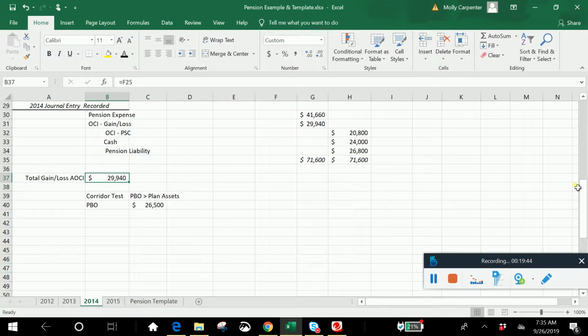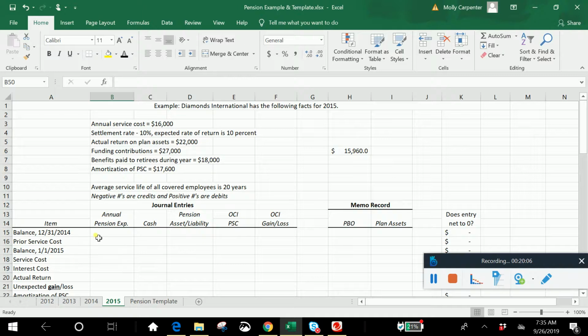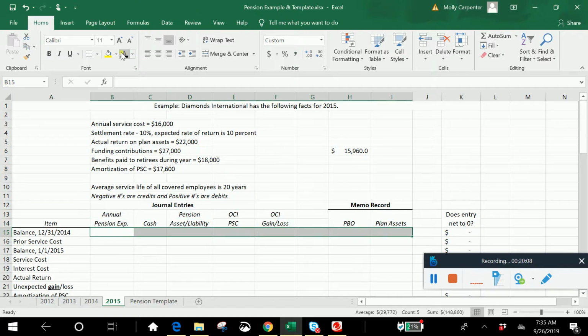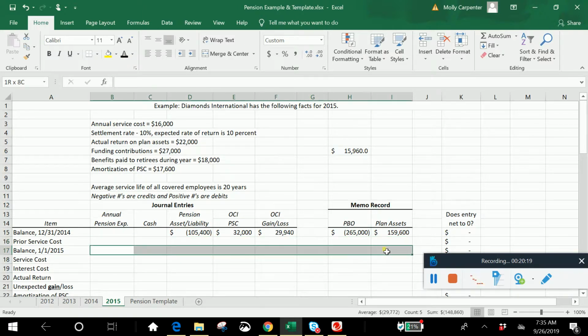So 10% of the PBO is $26,500. So we can tell that the value of our OCI gain loss account is greater than that 10% threshold, and that means that in 2015 we will need to do some amortization. So we move on to 2015. We're going to bring forward our beginning balances. We had no additional prior service costs. So we're going to bring forward our 1/1/15 balances.